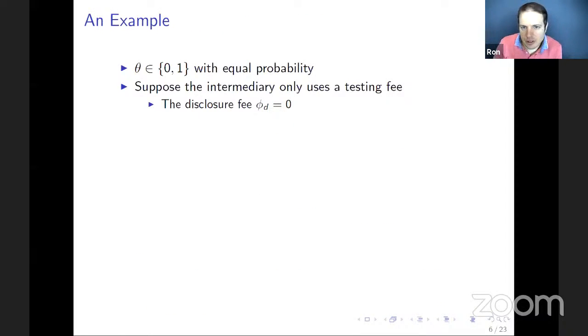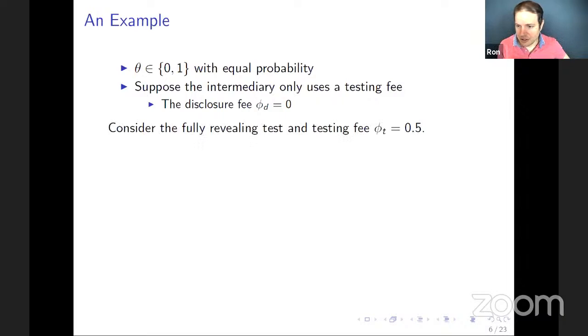So let's start with an example. Suppose that the asset value is binary. It's either 0 or 1, each with equal probability. And to illustrate the point that I want in this example, which is the multiplicity of equilibria, we can shut down one of the fees. So let's just use a testing fee. Suppose that the intermediary only charges a testing fee, that's an upfront fee, doesn't charge any disclosure fee.